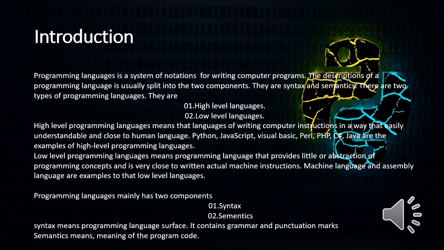Programming languages mainly have two components, syntax and semantics. Syntax means the surface of the programming language. It contains grammar and punctuation marks. Semantics means the meaning of the program code.